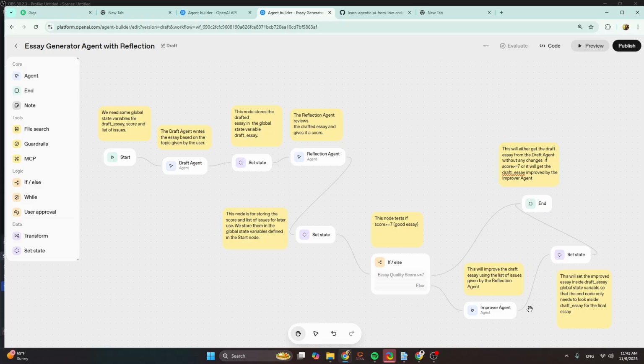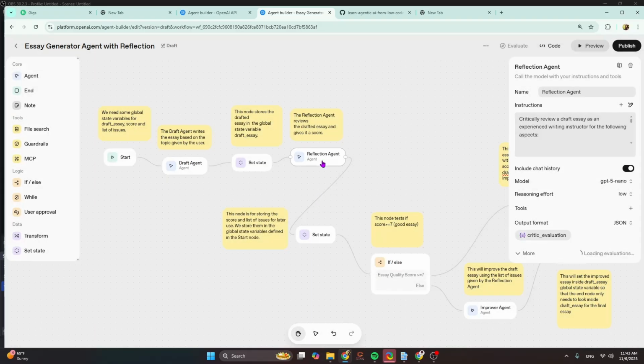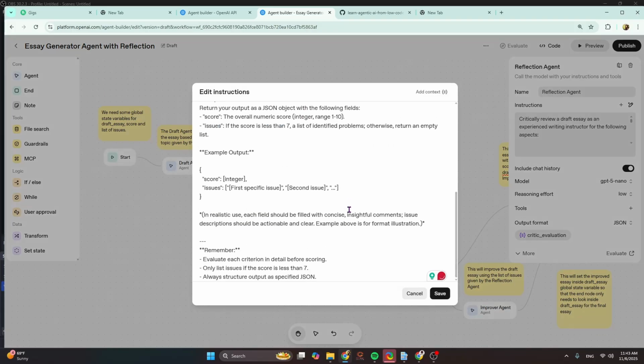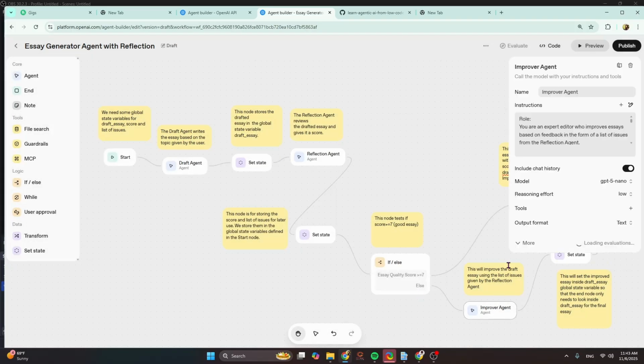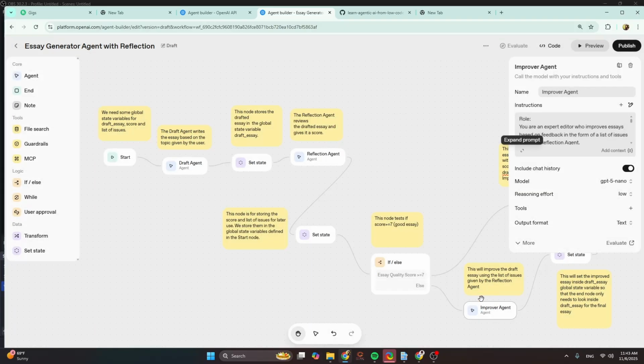Otherwise, an improver agent improves it on the basis of feedback provided by the reflection agent, and then it is accepted. Each agent has its own specific system prompt or instructions depending on its role, along with some context. This is why prompt and context engineering are very important while developing AI agents.